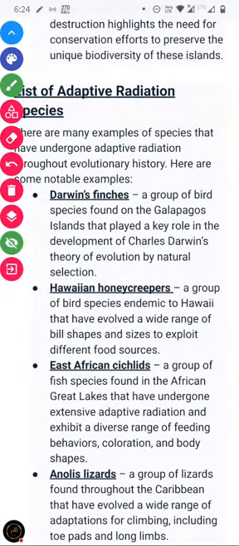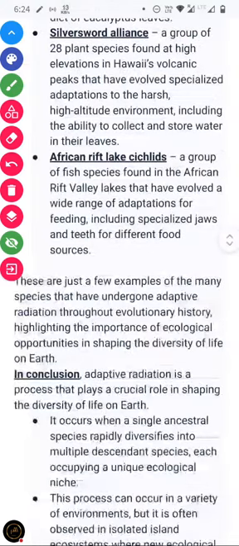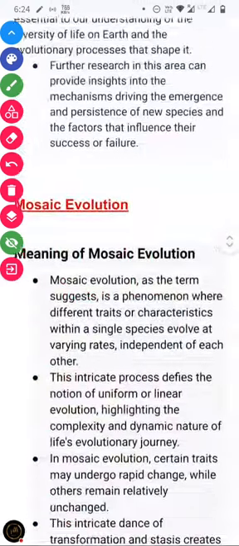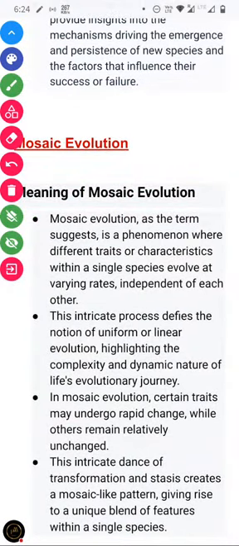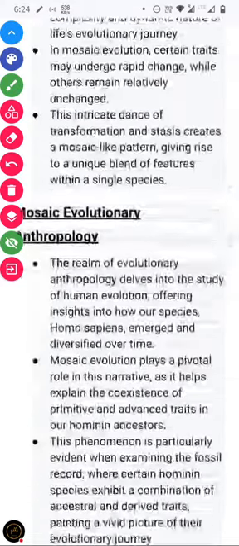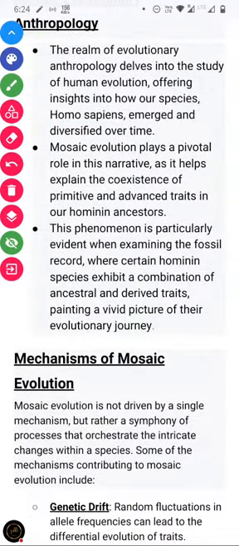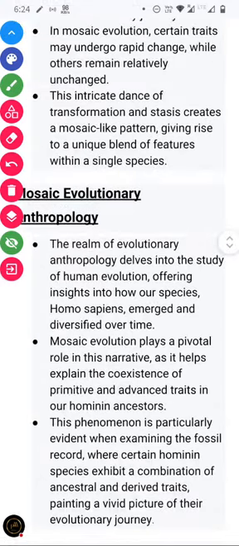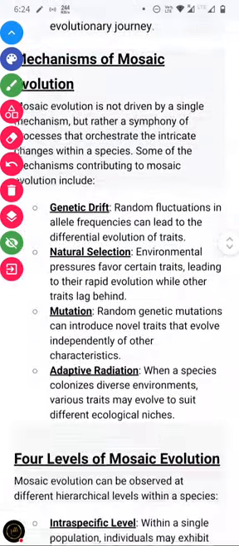You can write these in your notes as well as your practice set of mains anthropology optional. These are the species related to adaptive radiation, and you can find examples of these species. Next is mosaic evolution. What is mosaic evolution? You can find it here and you can watch my video in the next term, and read this PDF thoroughly.